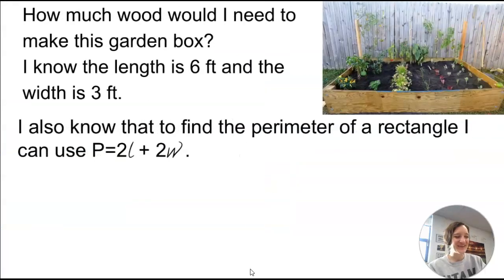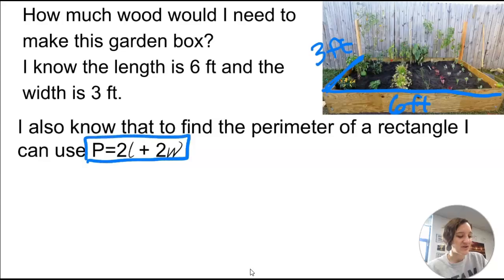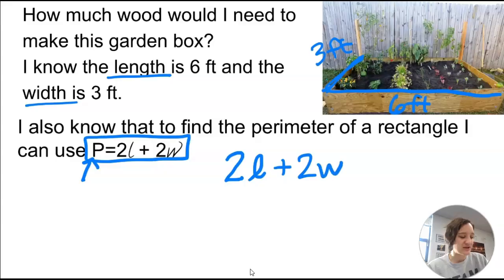Very cool. How much wood would I need to make this garden box? I know that the length is 6 feet and the width is 3 feet. I also know that to find the perimeter of a rectangle, I can use this right here, where the P stands for the perimeter, the L stands for length, and the W stands for width. So I can get my answer by taking 2L and adding it to 2W.